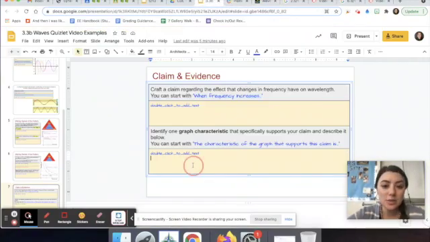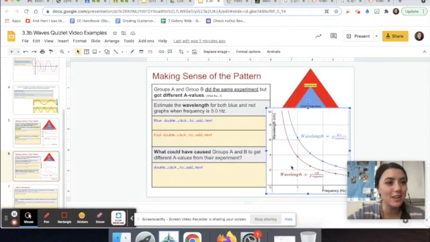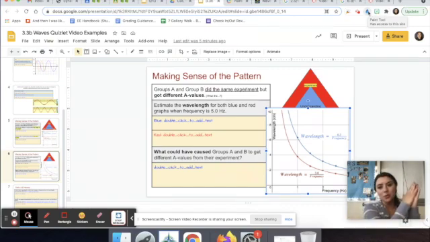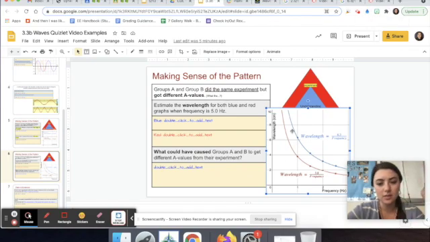And then this last question here, I saw a lot of people missing this one. It says, the characteristic of the graph that supports this claim. This is the graph that I want you to use. So we've got wavelength on the y-axis and frequency on the x-axis. So as we go to the right on the graph, we increase our frequency. What is happening to our wavelength? And how do you know based on these lines? So what are these lines doing that points you to the right answer?